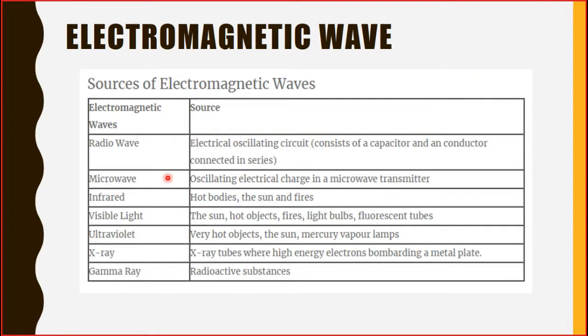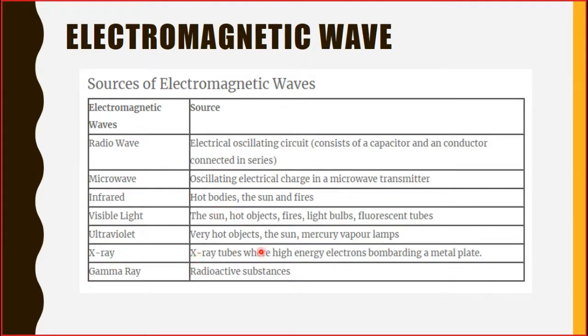So these are the sources. Radio wave: the source is an oscillating circuit, usually an AC, alternating circuit. Microwave is from a microwave transmitter. Infrared: any hot body will usually transmit infrared. Visible light is transmitted by the sun and also hot objects. If you heat an object hot enough, it will actually glow, like light bulbs, for example. UV is from the sun. X-ray is from an X-ray tube, a special tube to create X-rays.